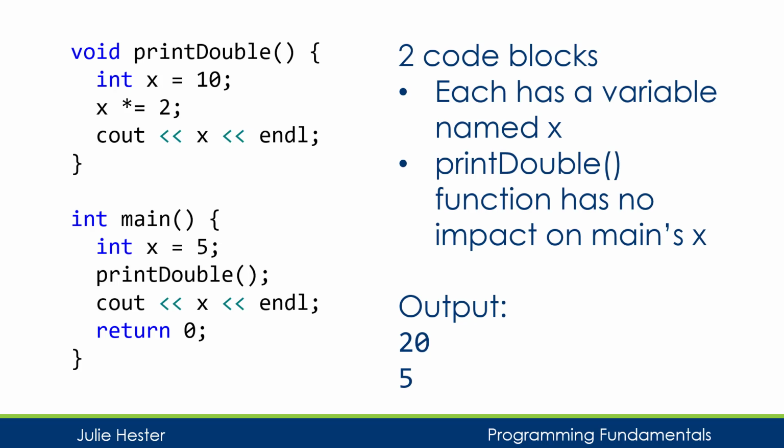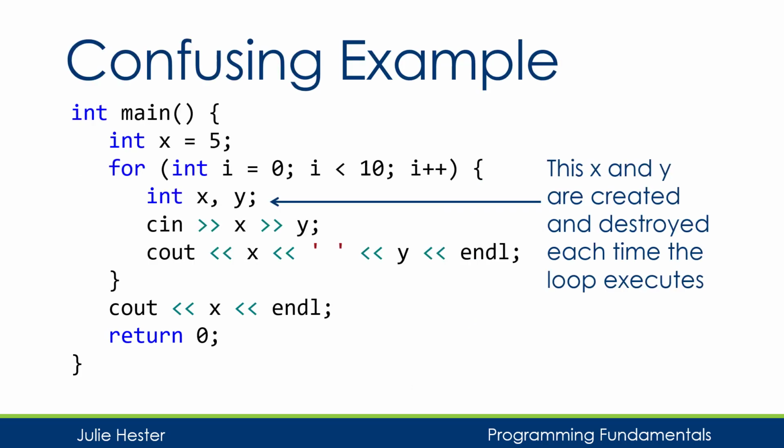Well, these are two separate code blocks that each have a variable that coincidentally has the same name. But you can do other things that are confusing. In this example, I have a for loop embedded inside my main function. My main function has a variable named x, but in my for loop, I'm going to create another variable named x, as well as a variable named y.